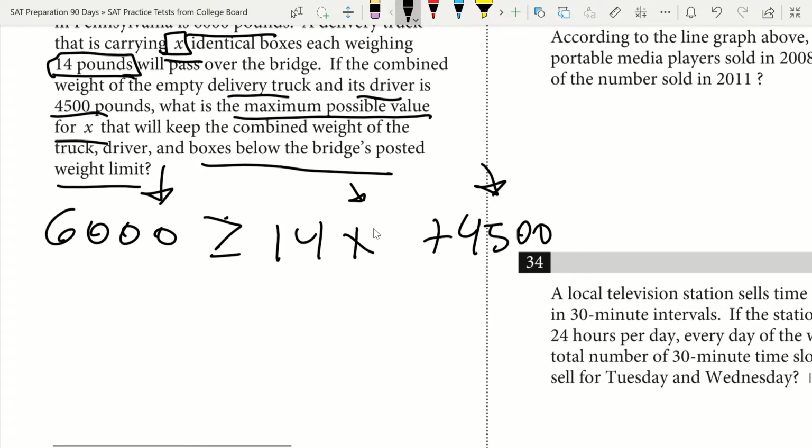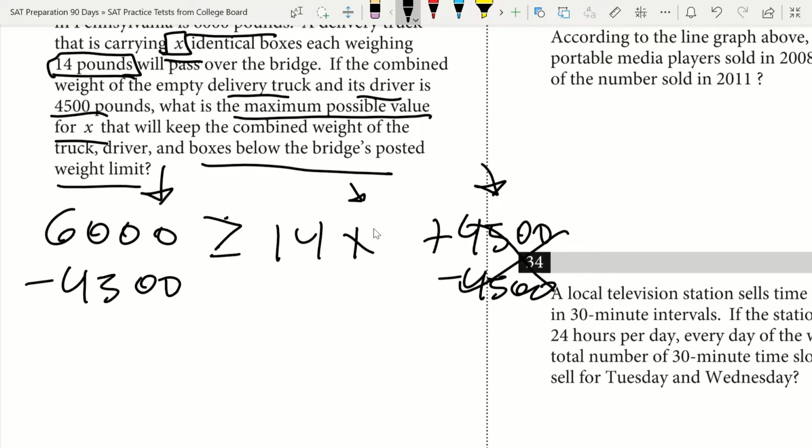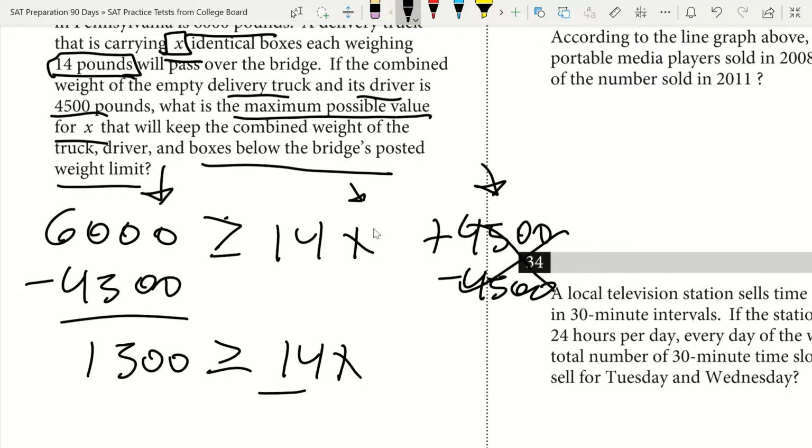So we have to solve for our maximum X, so we're going to subtract 4,500 from each side. 6,000 minus 4,500 is going to leave us with 1,500. That has to be greater than or equal to 14X. Since we're solving for the maximum, we want it to be equal, so we're going to divide by 14. We'll do 1,500 over 14, plug it into our calculator, and that's going to give us 107.14.